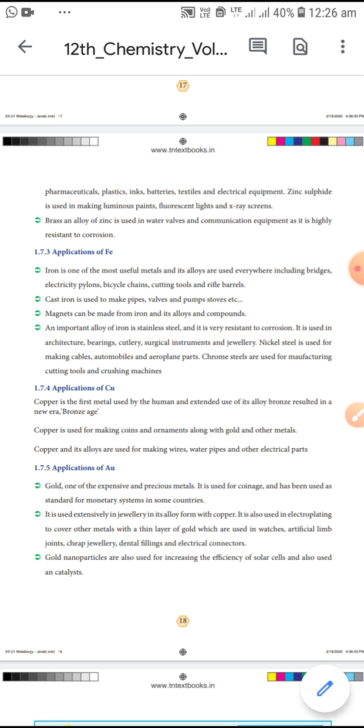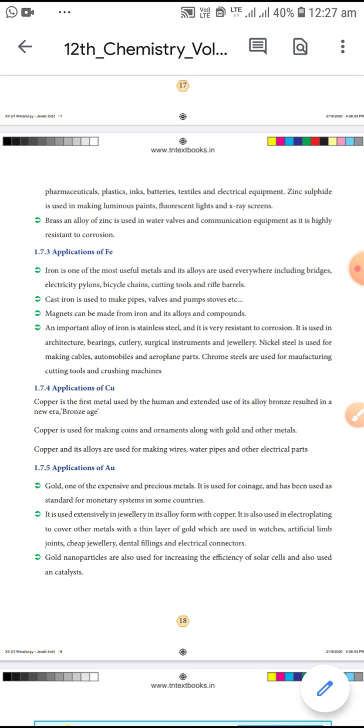Next, let us learn the application of copper. Copper is the first metal used by humans, and the extended use of its alloy bronze led to a new era, the Bronze Age. Copper is used for making coins and ornaments, along with gold and other metals. Copper and its alloys are used for making wires, water pipes and other electrical parts.